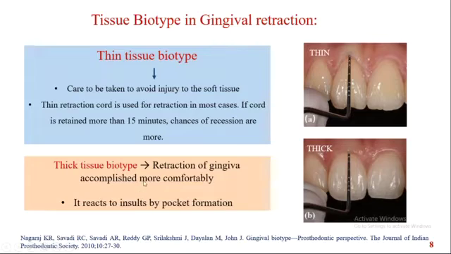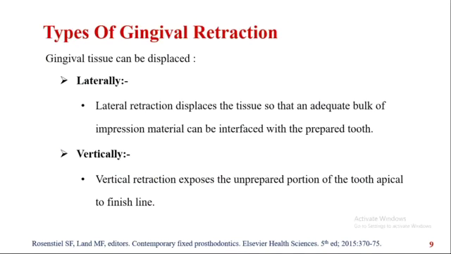Whereas for the thick tissue biotype, the retraction can be more readily accomplished. Also, the thick tissue biotype is comparatively more resistant to gingival recession, and it reacts to any insult by pocket formation. Coming to the types of gingival retraction. The types of gingival retraction are two. That is, first, lateral and vertical. The lateral retraction displaces the tissue away from the tooth so that adequate bulk of the impression material is present between the prepared tooth and the gingival margin. Whereas vertical retraction exposes the unprepared portion of the tooth apical to the finish line.